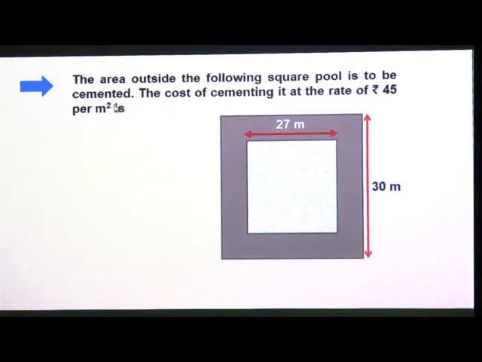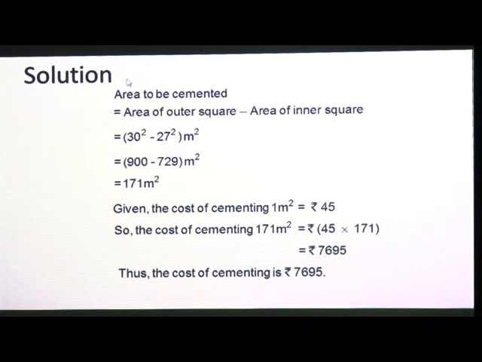So, we have to find out what will be the cost for cementing outside the square pool, what will be the amount required to cement around the square pool whose breadth and length are given. You can see here it is given as 27 meter, here it is given as 30 meter. So, you can find out the difference, that is the width of this cementing portion outside the swimming pool.